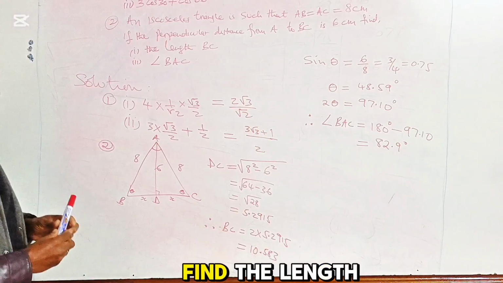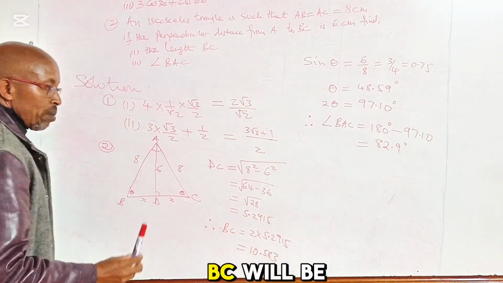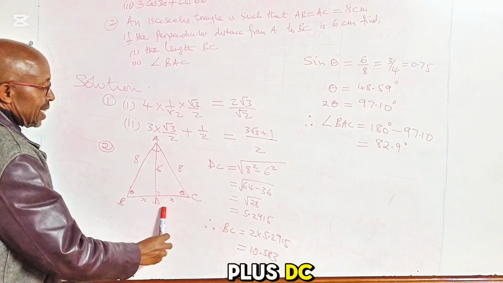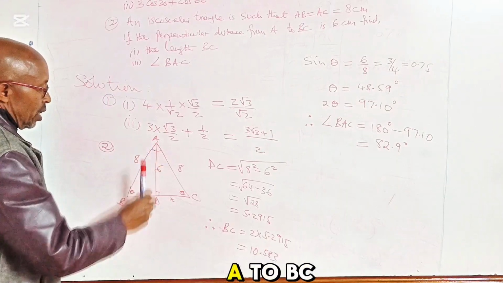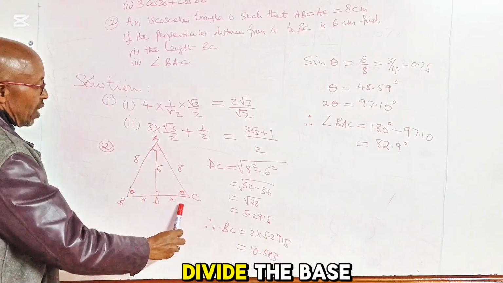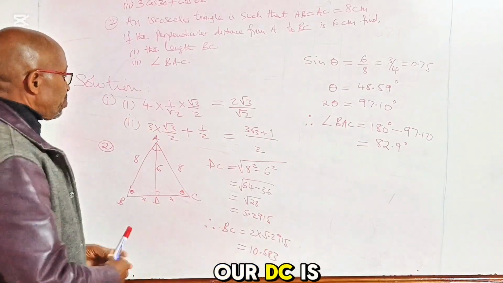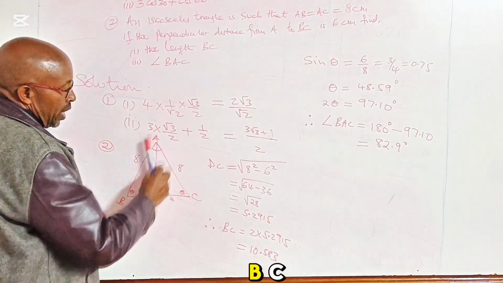We are asked to find the length of BC. So we want to find the length BC. BC will be equal to BD plus DC, because the perpendicular from A to BC divides the base into 2 equal sides. Our DC is the base of triangle ABC.